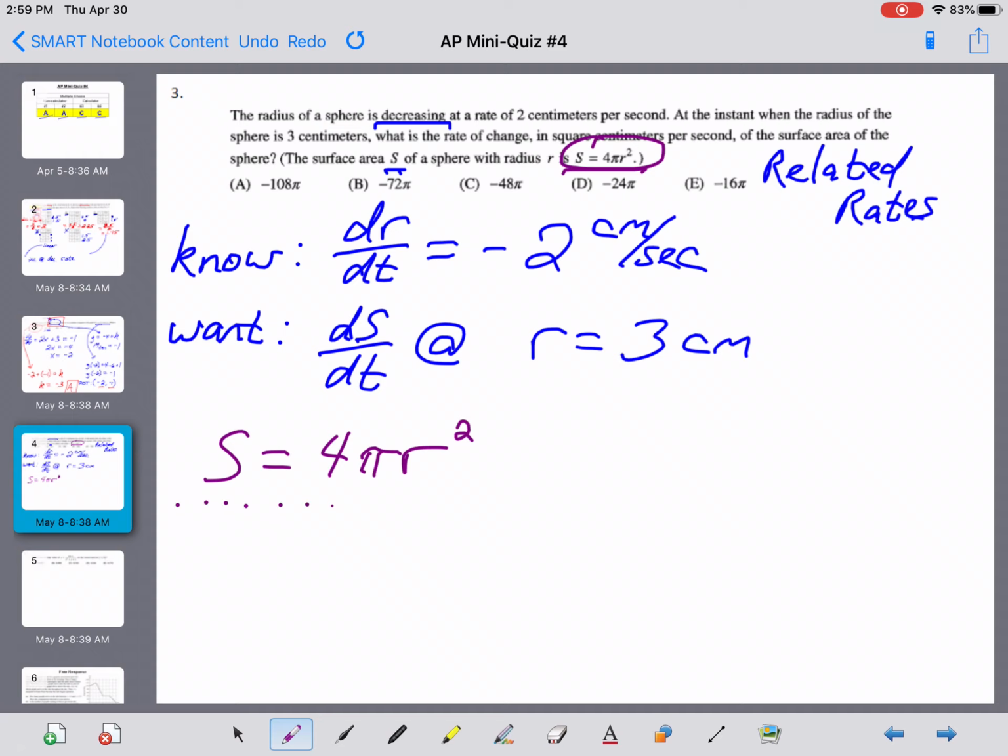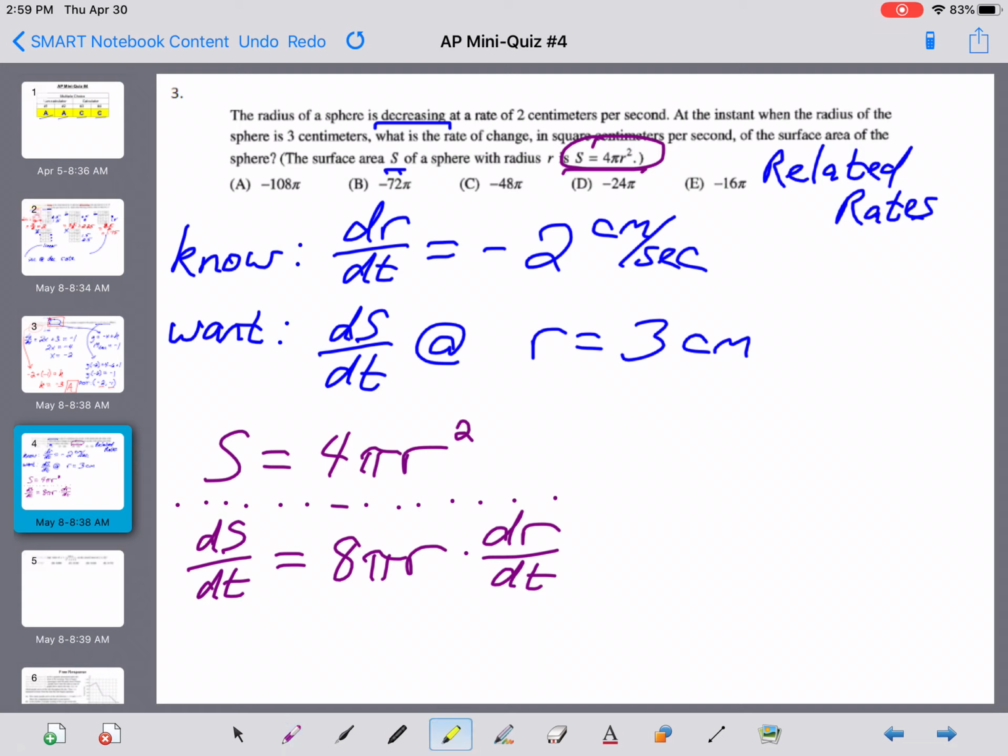So we are now going to differentiate both sides of this equation with respect to time. So the derivative of surface area with respect to time is going to equal, differentiating this, we are going to get an 8 pi r, but that's going to get multiplied now by dr/dt because of the implicit differentiation. And now, everybody, what we have here are 1, 2, 3 variable quantities within this equation.